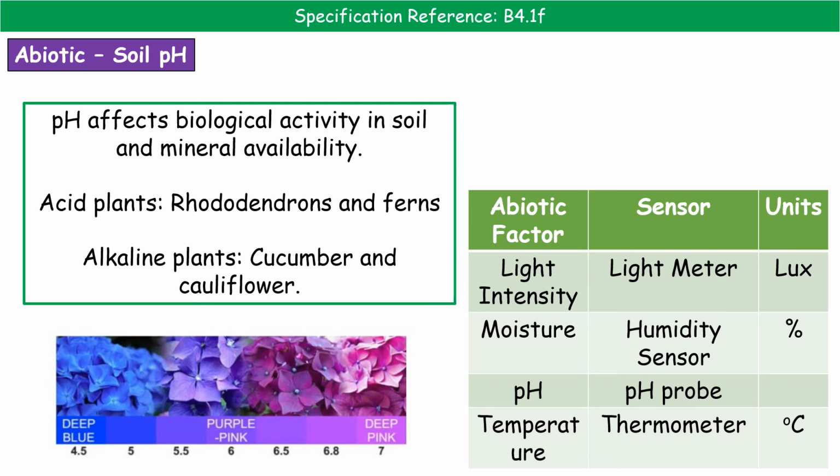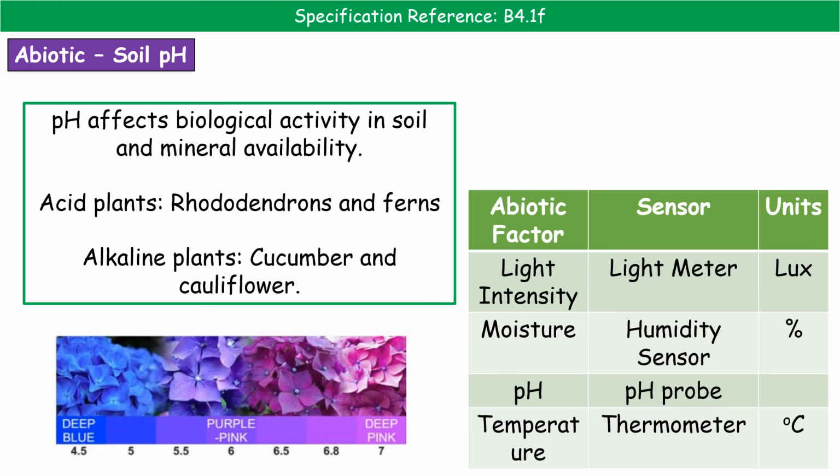Final factor is pH. Now, pH is all about the availability of different minerals in the soil and biological activity in soil. So different pHs will actually affect what minerals are available in the first place and what can live in the different soils. You probably know that you can't grow every single plant you want in your garden because the soil pH is going to determine what does well and what's just a bit rubbish. So if you've got acidic soil, growing things like rhododendrons, it's brilliant, they do very well there. If you're alkaline soil, cauliflowers and cucumbers are going to thrive.